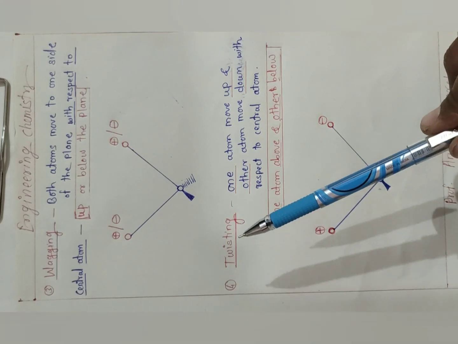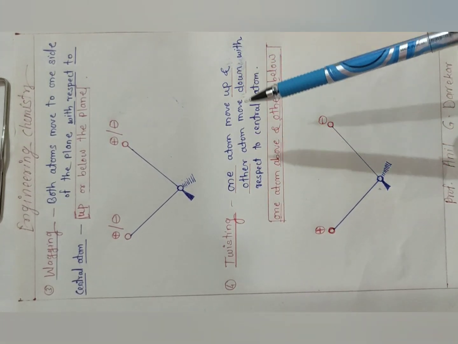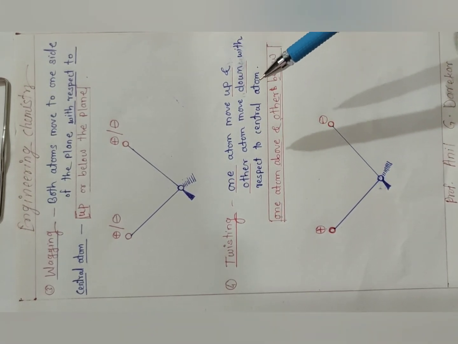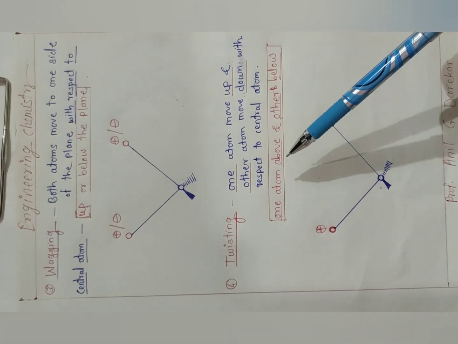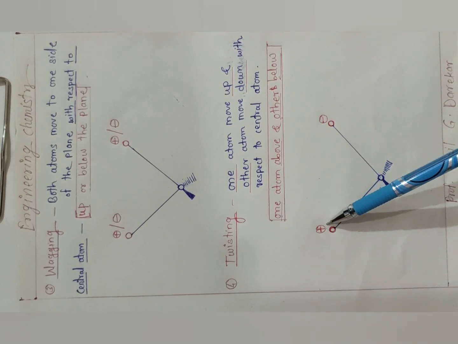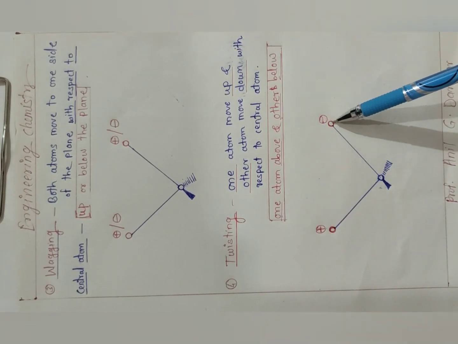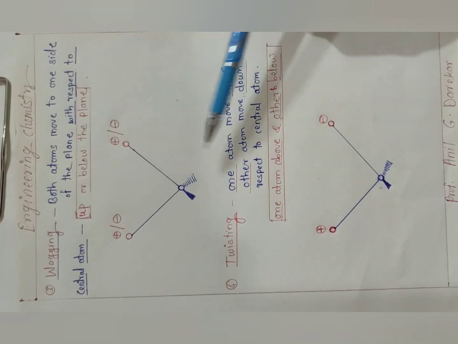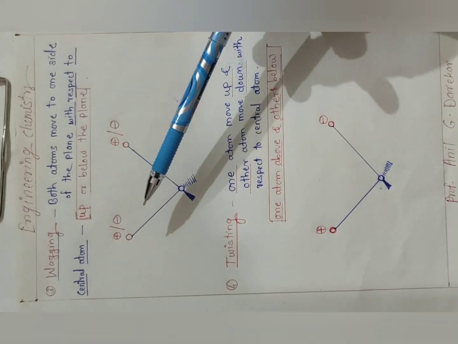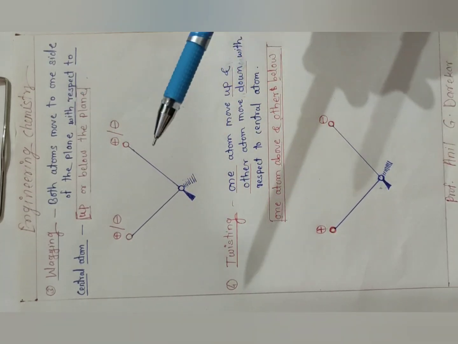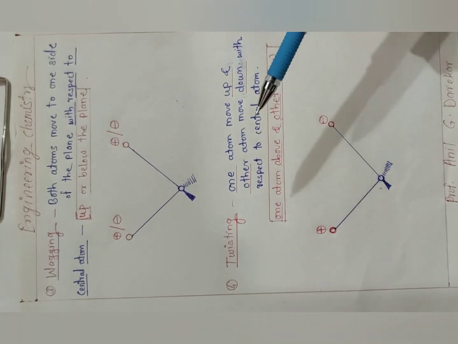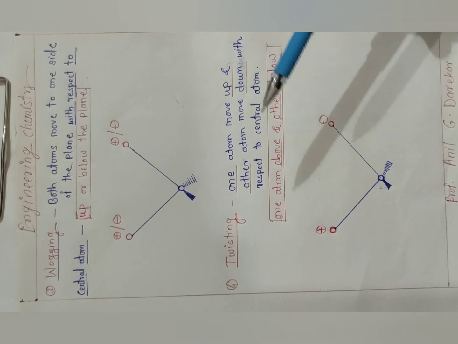Twisting. In case of twisting, one atom moves up the plane and the other atom moves down the plane. One up, second down, or second up, first down. So one atom above the plane gets a positive sign, and the second atom below gets a negative sign. So wagging and twisting take place out of the plane, because in wagging both atoms move above or below the plane, and in twisting one moves above and the second below the plane.